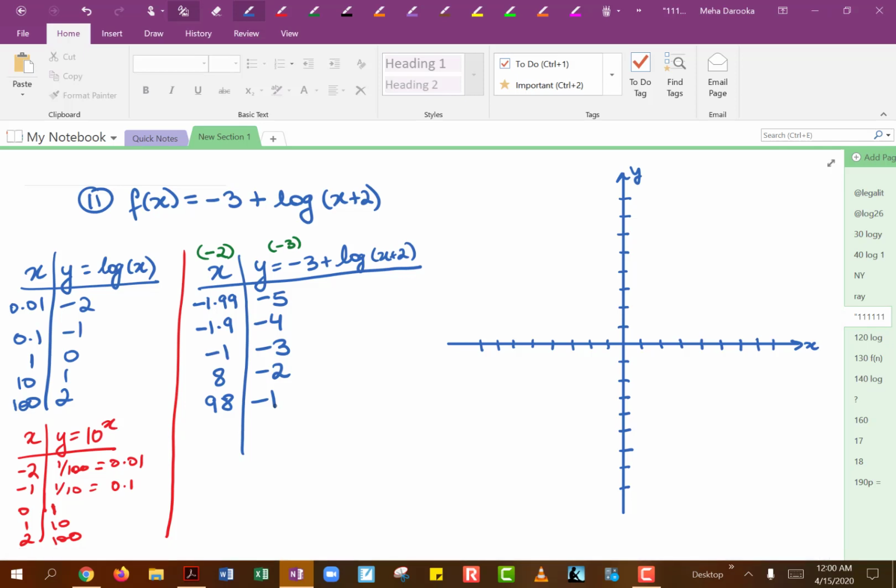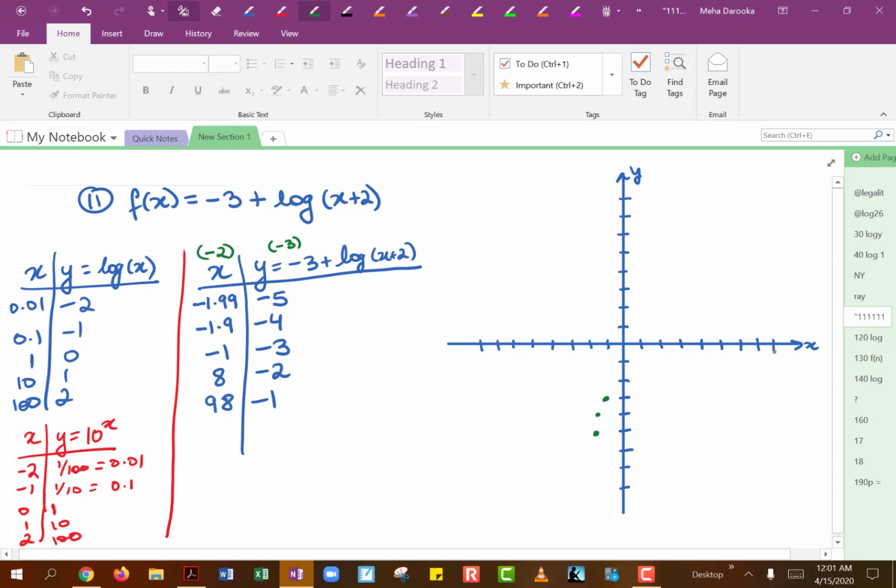And let's see what kind of graph this will look like. So let's graph this. I've got negative 1.99, which is almost negative 2, and that's going to be at negative 5. So this would be somewhere over here. For negative 1.9, we are at negative 4, so just a hair inside, we're going to be at negative 4. I am at negative 1 and negative 3. At positive 8, I am at negative 2.